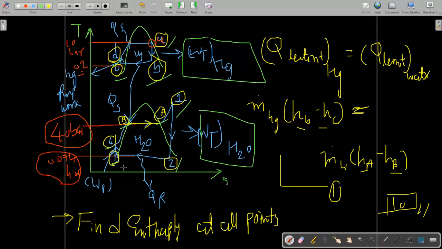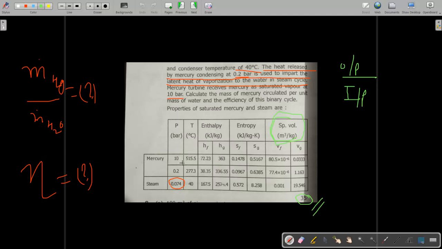Again, I am assuming that you know very well how to read the steam table, how to locate the properties, and how to find the enthalpy values. For example, at point A it is 10 bar and a saturated vapor. So in the mercury table, go to 10 bar, and the enthalpy Hg, since it is a vapor, is 363 kilojoule per kg of mercury. This is how we can locate it. So let's start finding the enthalpies one by one.